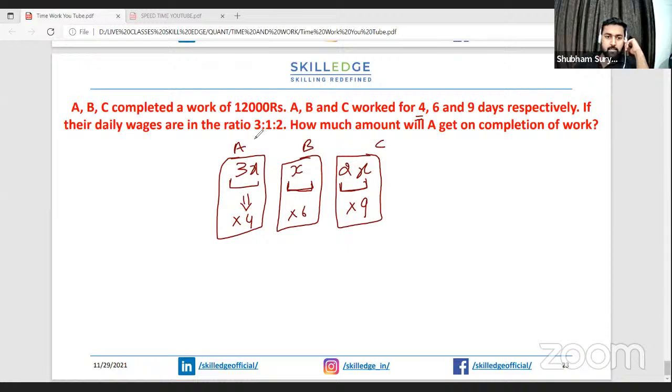Okay. So these are the ratio of their daily wages, guys. So if a ratio is 3:1:2, the amount has to be 3x, x and 2x, right? Now these are the daily wages. It means एक दिन की कमाई. इसने 4 दिन तक काम किया तो इसका कितना कमाई होगा? इसने किया 6 दिन तक तो x into 6, इसने किया 9 दिन तक तो इसका 2x into 9. अभी ट्राई करो इससे सॉल्व करने के लिए.